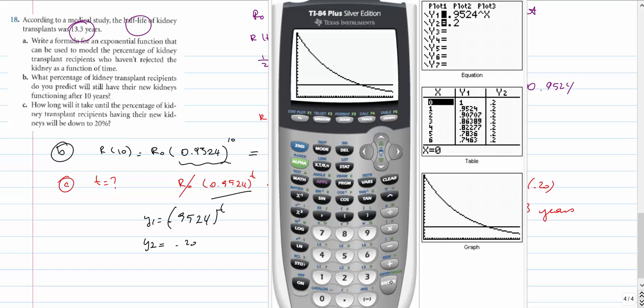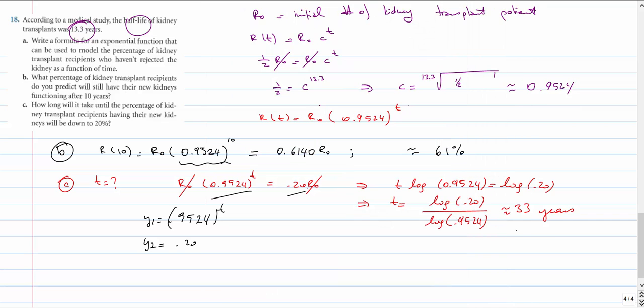It actually gave me the intersection a second ago. It didn't ask me for a guess this time, so let's do it again. Second calc, 5. This is your first curve, second curve. Now it asks me for a guess: 33, which is the value we obtained.